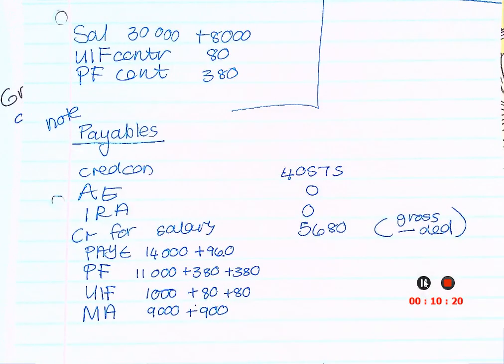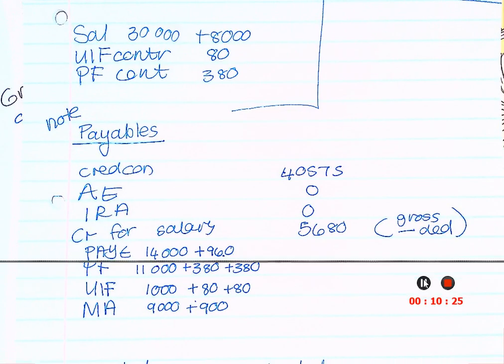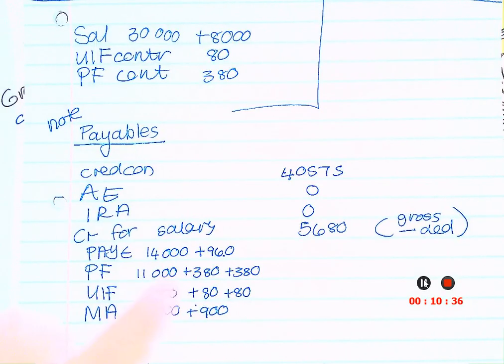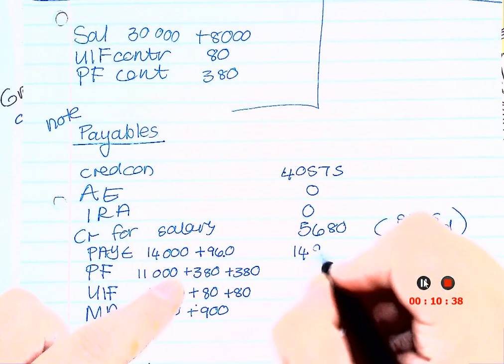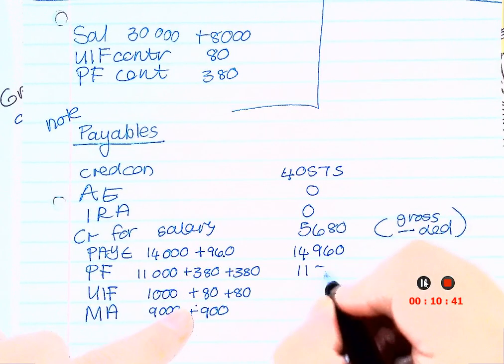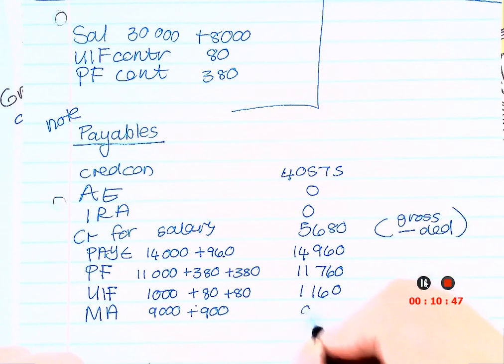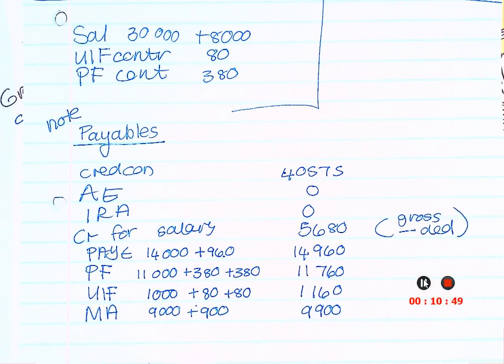So now I see, okay, I owe the worker 5680. Can you see? It's the only worker I haven't paid. Okay, how do I know that it's the only worker I didn't pay? Because if I look here, there's no creditors for salaries here. Meaning all of them are paid. Okay? So PAYE is now 14,960. Pension is 11,760. UIF is 1,160 and 99. You see? Everybody sharp? Yes.